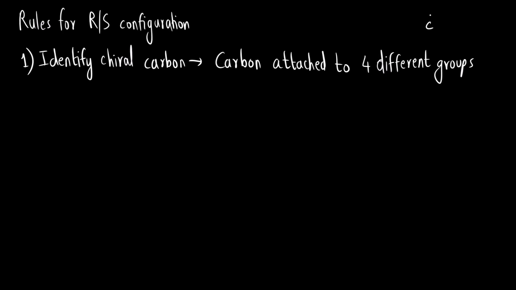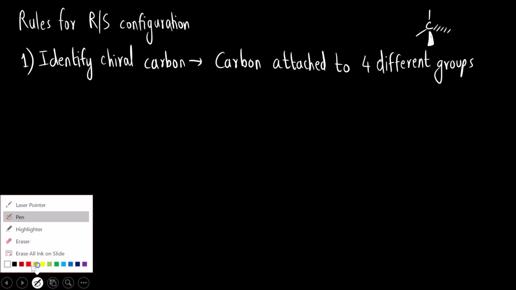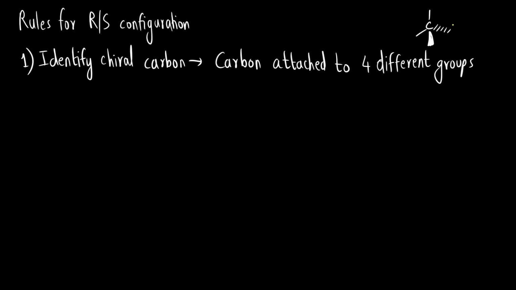Let us understand with the help of an example. We are talking about a tetrahedral carbon. Carbon can form a maximum of 4 bonds, right? So fluorine, chlorine, bromine, iodine. You can see this carbon is attached to 4 different groups, so we can call this carbon a chiral carbon. This is the first step.